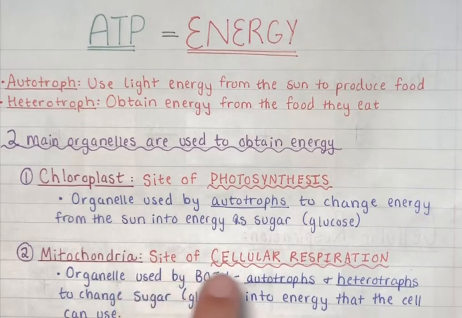Then our mitochondria is very important. This is the site of cellular respiration, okay, for us, our breathing. The mitochondria is used by both autotrophs and heterotrophs to change that sugar, that glucose, into energy that the cell can use, right? So plants and animals both go through cellular respiration.